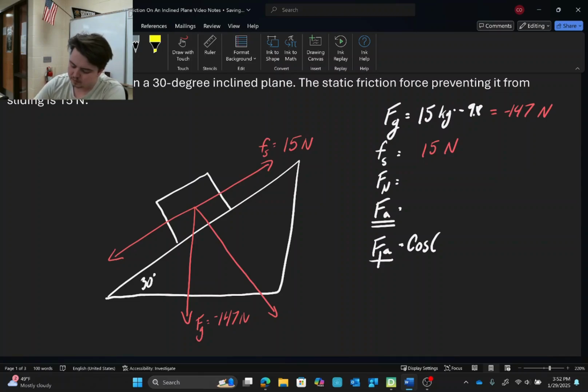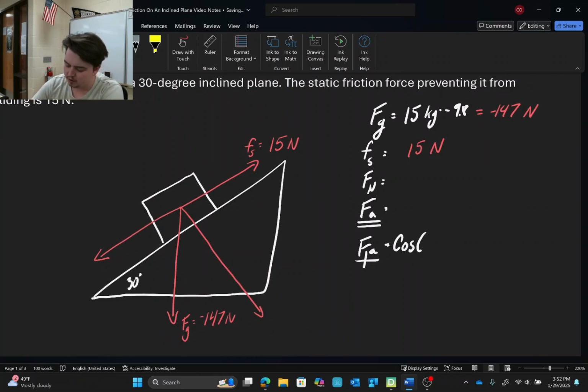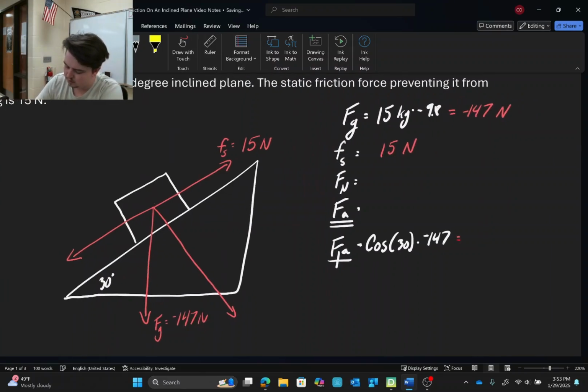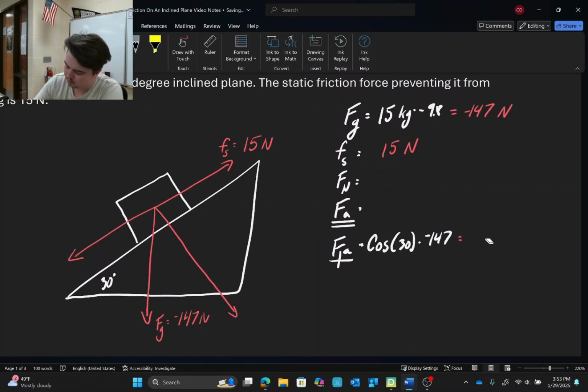So back to cosine. Sorry, a little scrambled here. So cosine of theta, that is going to be 30 degrees. And we are going to multiply that by that negative 147. Cosine of 30 times negative 147. And that's going to give us a value of negative 127.31. It's 305. We're going to round up to 31. So negative 127.31 newtons, and that is going into the body.